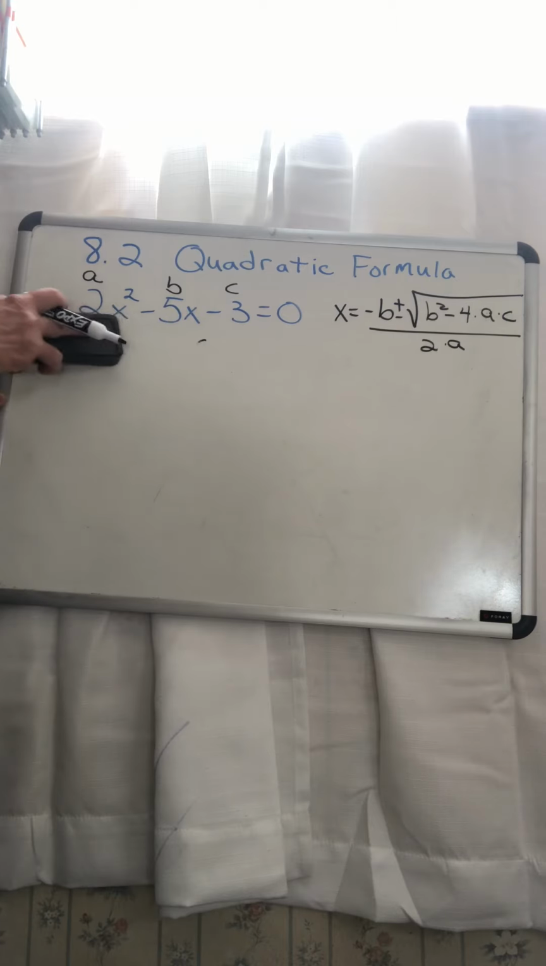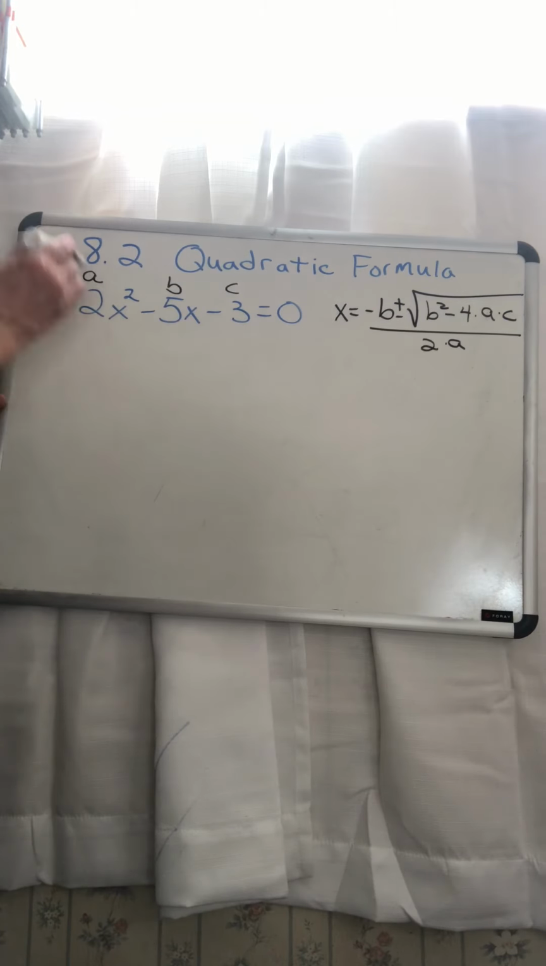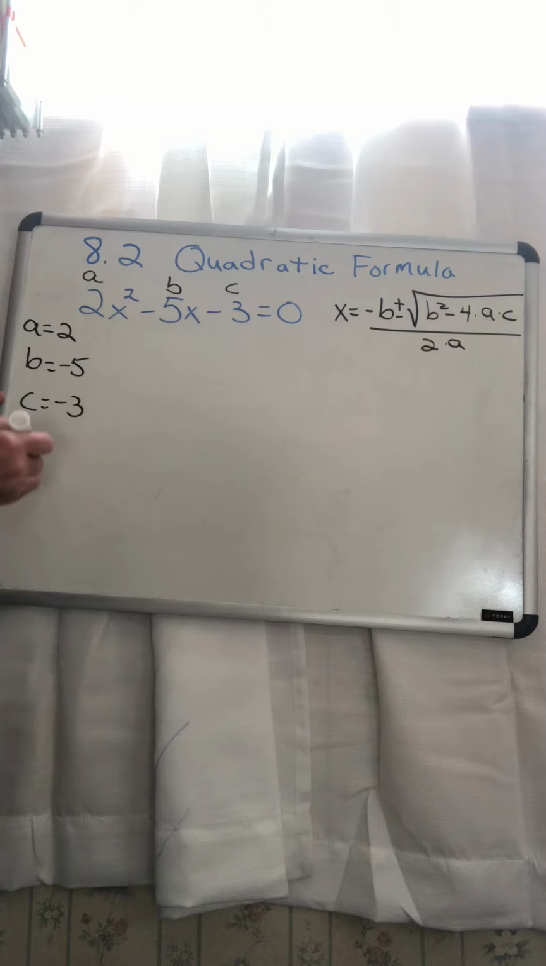Okay, so the a then is going to be the coefficient that's in the first term, which is the 2. So I'm going to write that to the side. a is equal to 2, and b is equal to negative 5, and c is equal to negative 3. Okay. All right, and now I'm going to start using the formula.